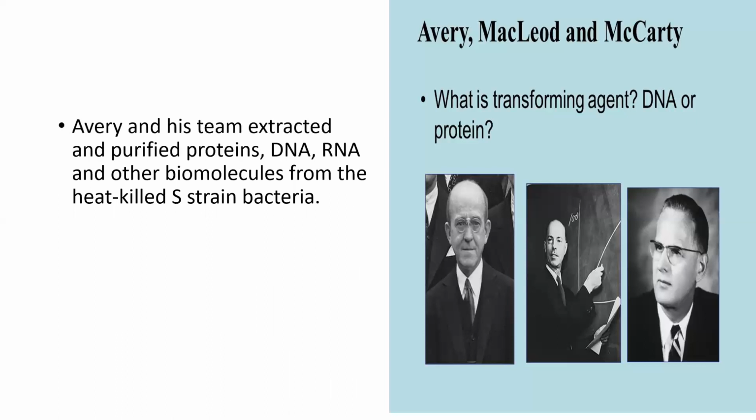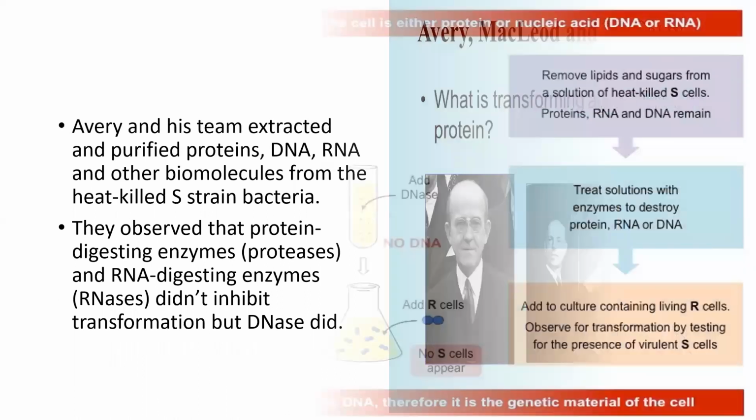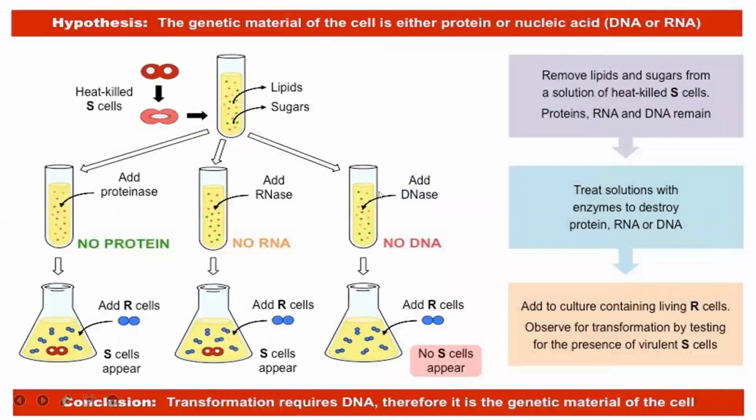So every team extracted the purified proteins, DNA, RNA, and other biomolecules from the heat-killed S strain. They observed that the protein-digesting enzyme protease and the RNA-digesting enzyme RNase didn't inhibit transformation, but DNase did. This I will explain in the next picture. Now this is what they did.